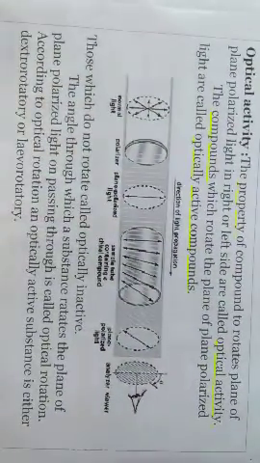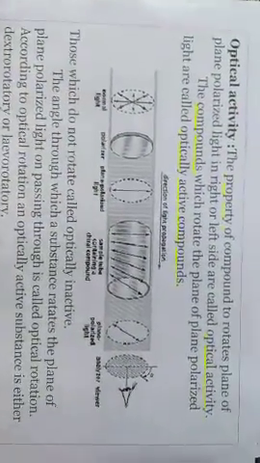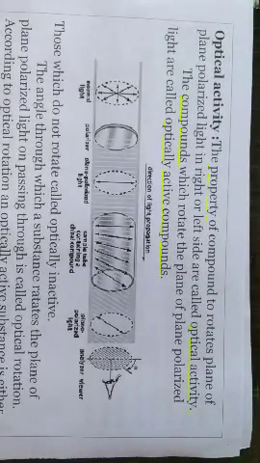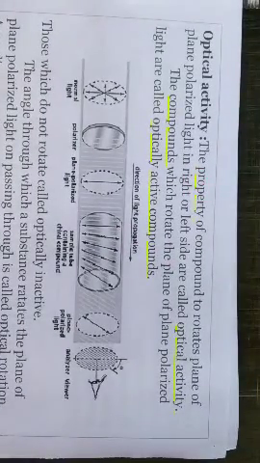Now optical activity. What is optical activity? The property of a compound to rotate the plane of plane polarized light to the right or left side is called optical activity. The compound which rotates the plane of plane polarized light is called an optically active compound. So students, note here that the property is called optical activity and the compound which shows this property is called an optically active compound. Those which do not rotate are called optically inactive compounds.